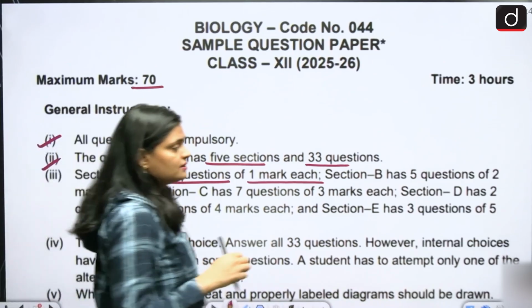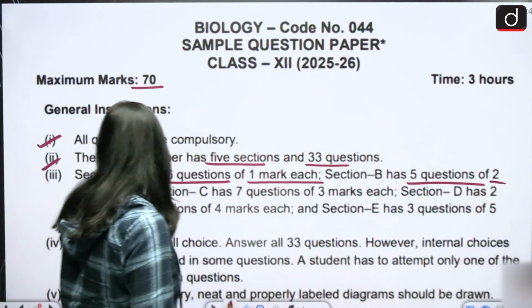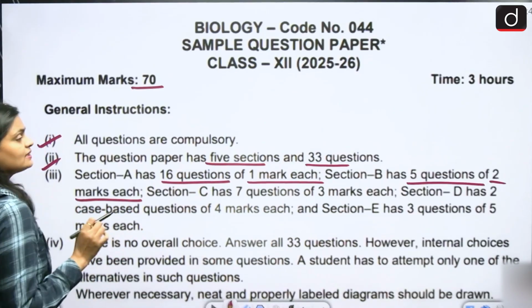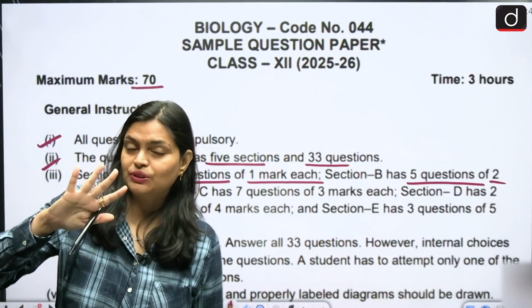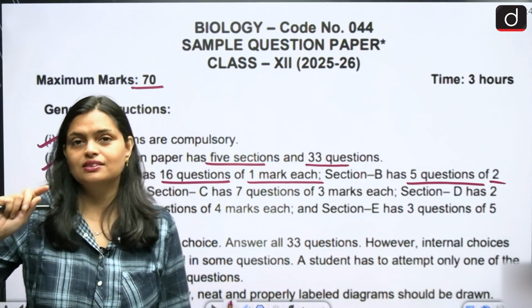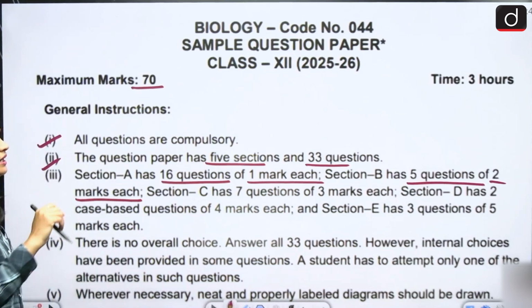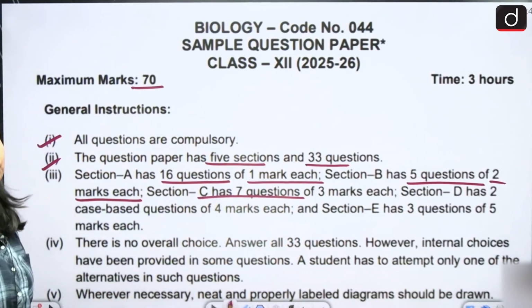Then section B has 5 questions, and these 5 questions are of 2 marks each. So the second section, section B, is of 5 questions, and each question is of 2 marks. That means 10 marks for section B. Section C has 7 questions and 3 marks for each.